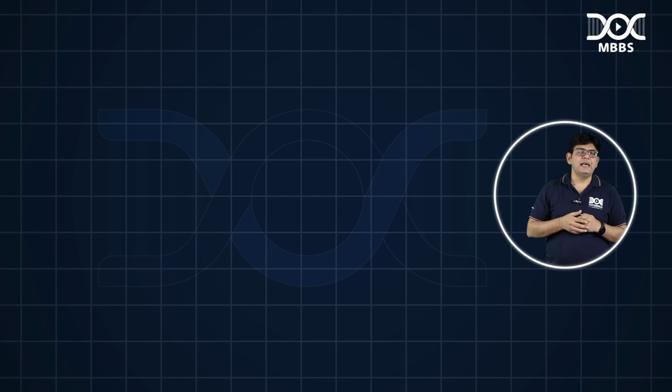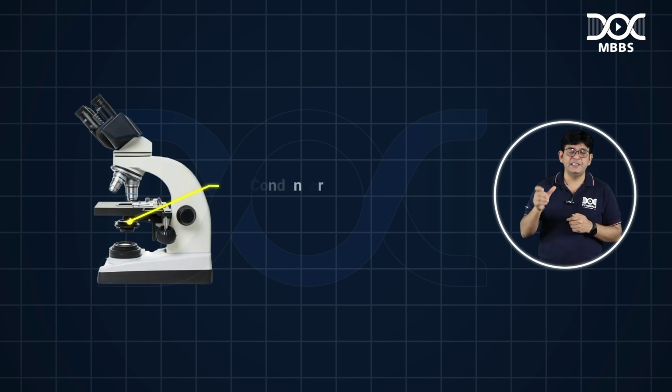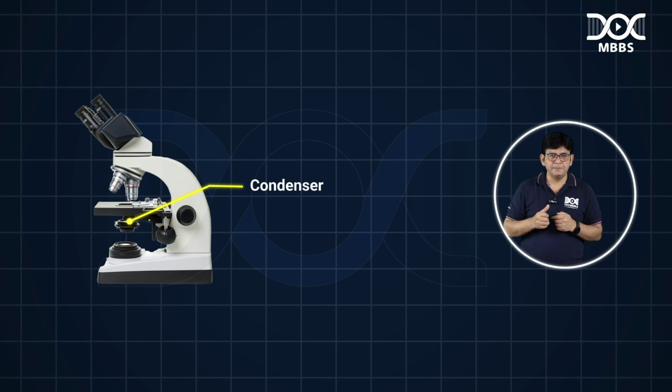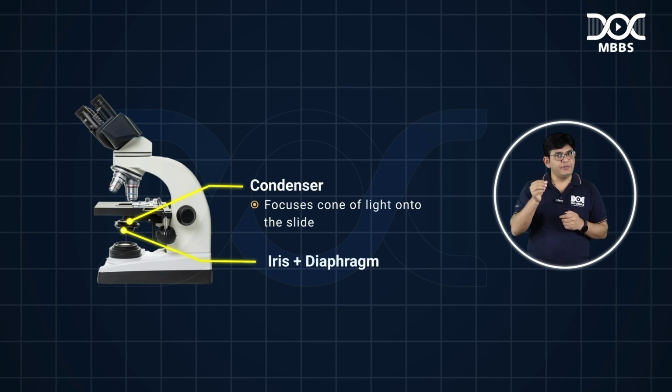Then, as far as the illuminating part is concerned, we have the condenser. What is the use of the condenser? It is beneath the stage, and it focuses a cone of light on the slide. C for C, you remember: condenser focuses a cone of light on the slide. After that comes the iris diaphragm.